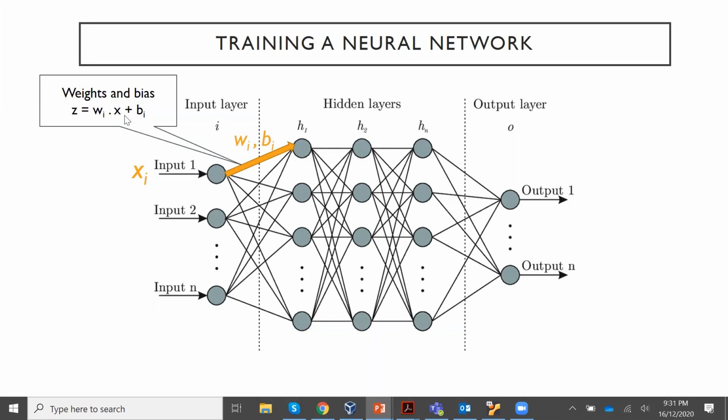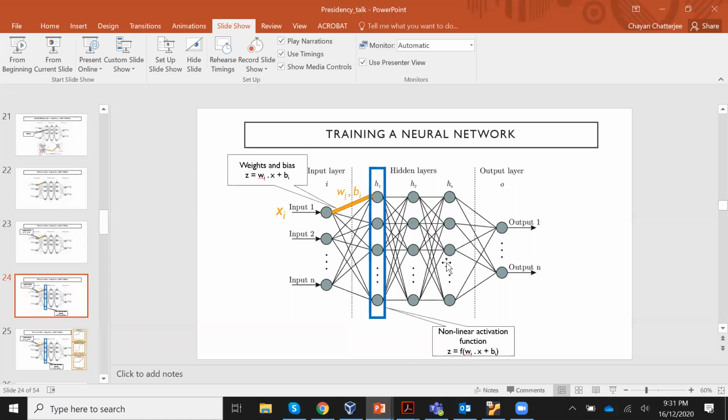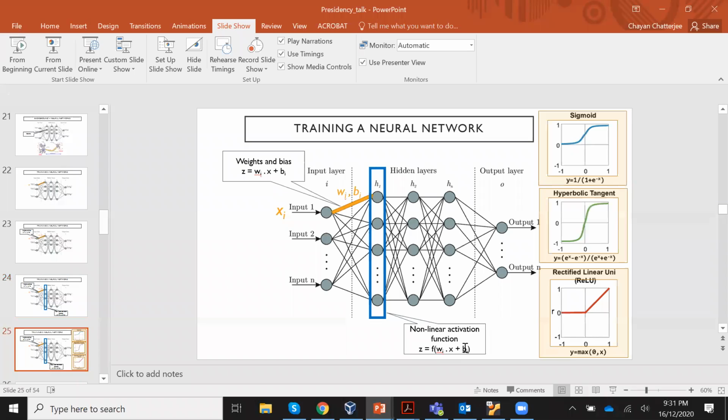So the weights are multiplied to the input vector, and some bias terms are added to it. And then the result that we get, which is Z, is passed through some nonlinear activation function. So I've minimized so that you can see it better. So this nonlinear activation function can be many different things. It can be a sigmoid function, it can be a hyperbolic tangent, or it can be a rectified linear unit. Or there can be some other kind of activation functions.